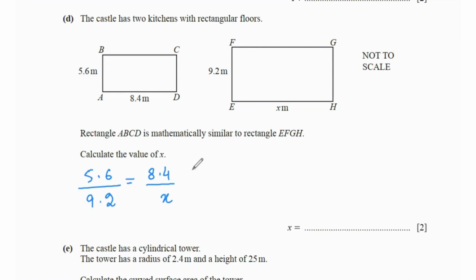That is exactly why when I divided 5.6 by 9.2, I put equal to 8.4 divided by x, because all the lengths are going to be enlarged by the same scale factor. They're not going to be enlarged by a different scale factor. Hence, you make a fraction out of the corresponding lengths, put them equal to each other, and find the missing value. So in this case, x is going to be 8.4 times 9.2 divided by 5.6, and that's going to give us 13.8 meters. That is your answer.